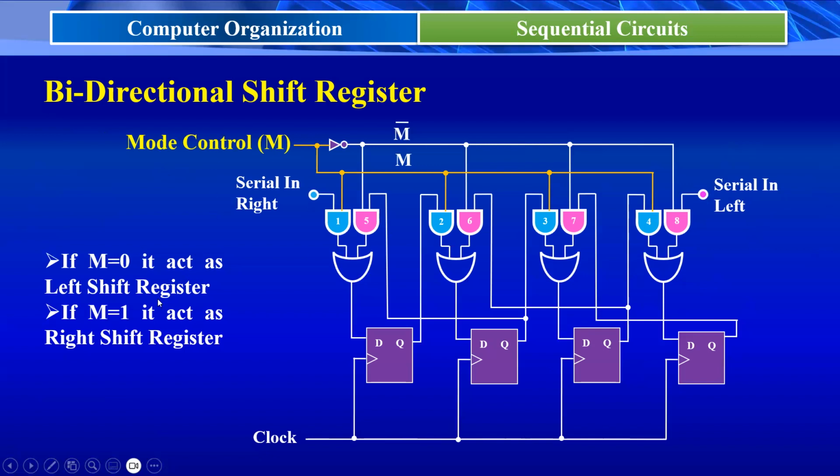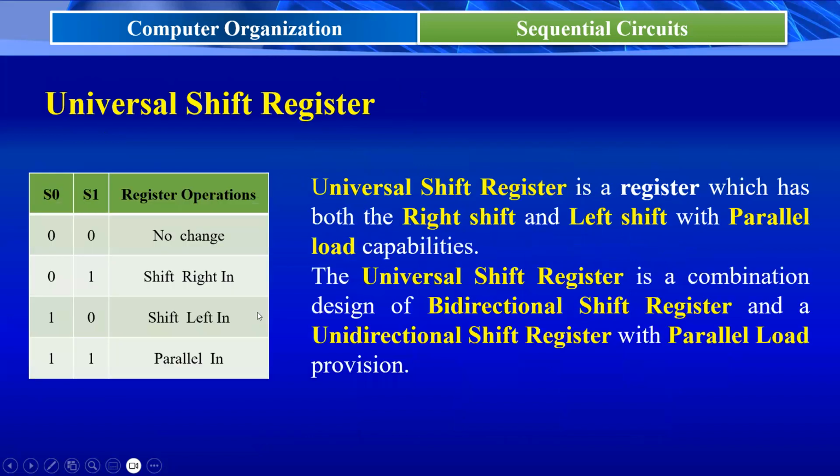If this mode control signal is equal to 1, then automatically gate 1, gate 2, gate 3, gate 4 are active. At the same time, gate 5, gate 6, gate 7, gate 8 are inactive, because here the output of the NOT gate is connected to these gates as one of the inputs. So this is about the bidirectional shift register.